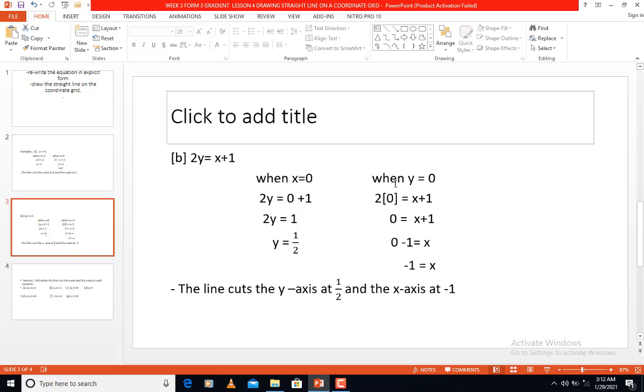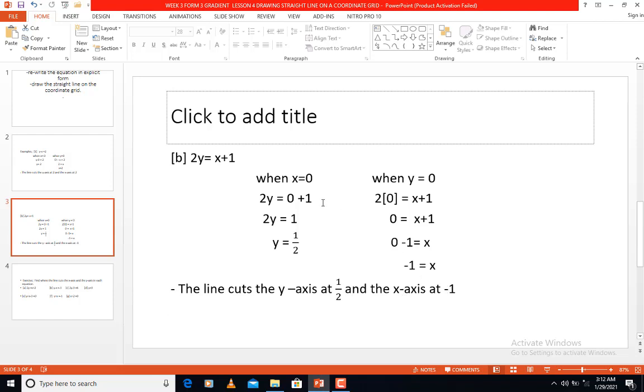Let's move on. When y is equal to 0, we substitute y, then 0 is equal to x plus 1. 0 minus x is equal to 1, so minus 1 is equal to x. So it means this line cuts the x-axis at minus 1. You now conclude by saying the line cuts the y-axis at half and the x-axis at minus 1.